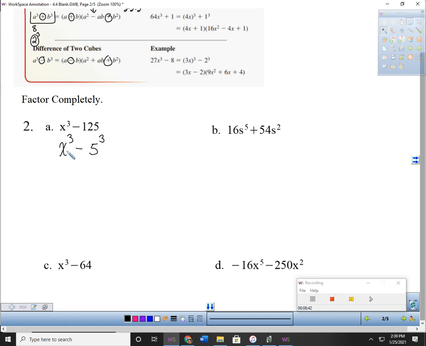All right, so if I'm looking at this, I know that A is the number that's cubed in the front. So what is being cubed in the front? X.